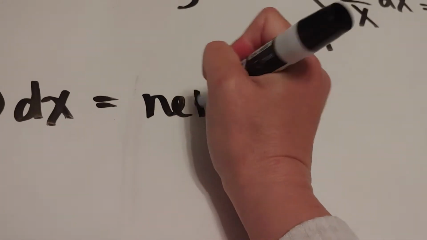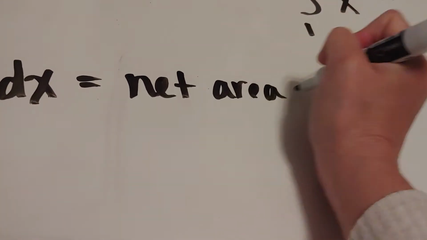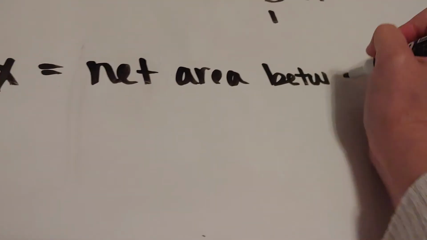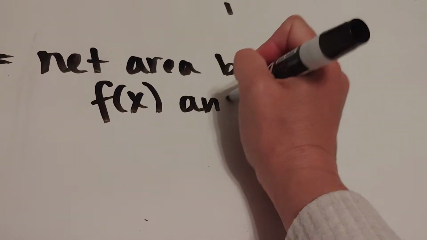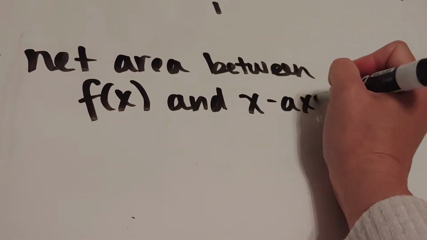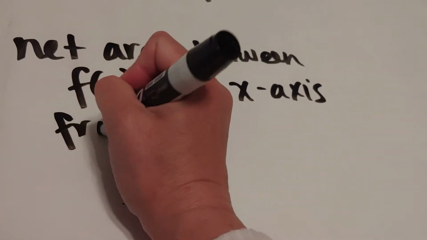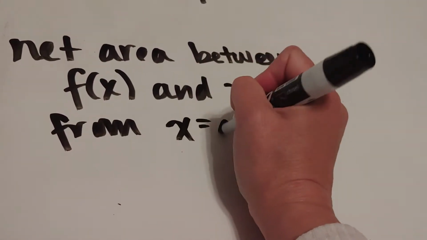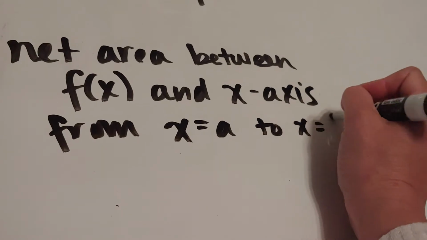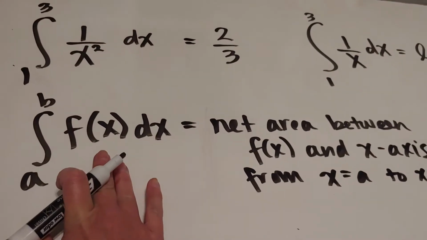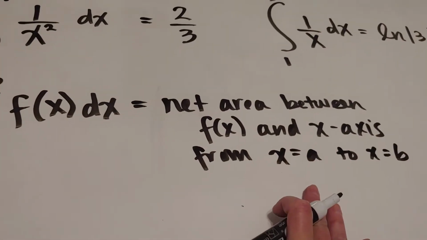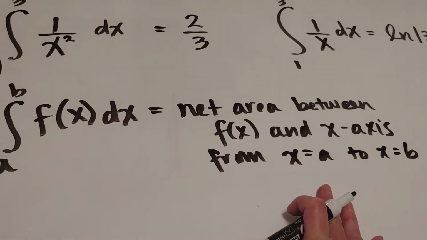Let's try that again. The net area between f of x and the x-axis from x equals a to x equals b. Okay, so one of the applications of integrals is that it finds the net area, and I'll explain what net area means in just a second.